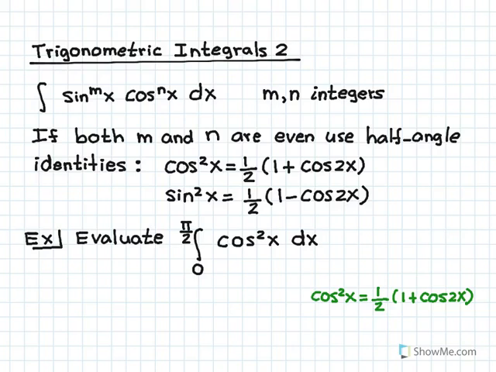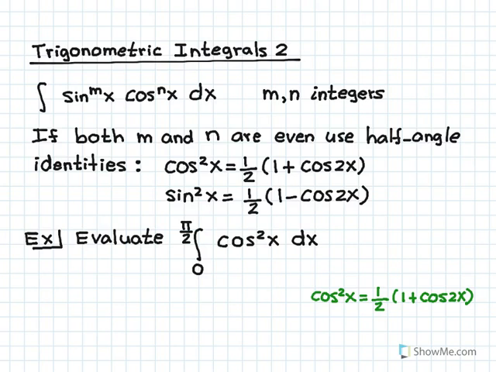In this video, we're going to look at some trig integrals where the powers of sine and cosine are even. So we have the integral of sine x to the power of m times cosine x to the power of n, integrated with respect to x. If both m and n are even, we use half-angle identities. Cosine squared x is equal to 1/2 times (1 plus cosine 2x), and sine squared x is equal to 1/2 times (1 minus cosine 2x).